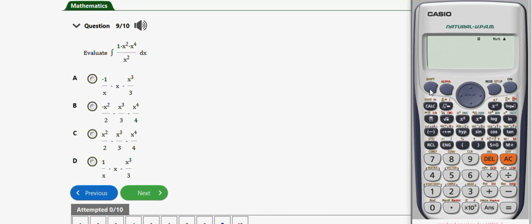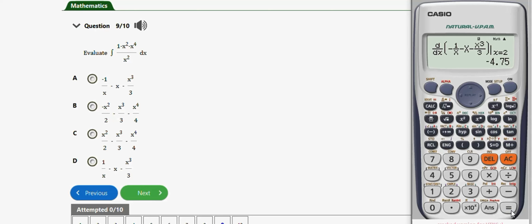Let's differentiate option A. Press shift and this button. So we have a fraction, minus in fraction 1 over x, then we have minus x, then we have minus in fraction again x cubed over 3. So the bracket is balanced. Go and put the 2 is stored. Let's press equal to and see what's going to give us.